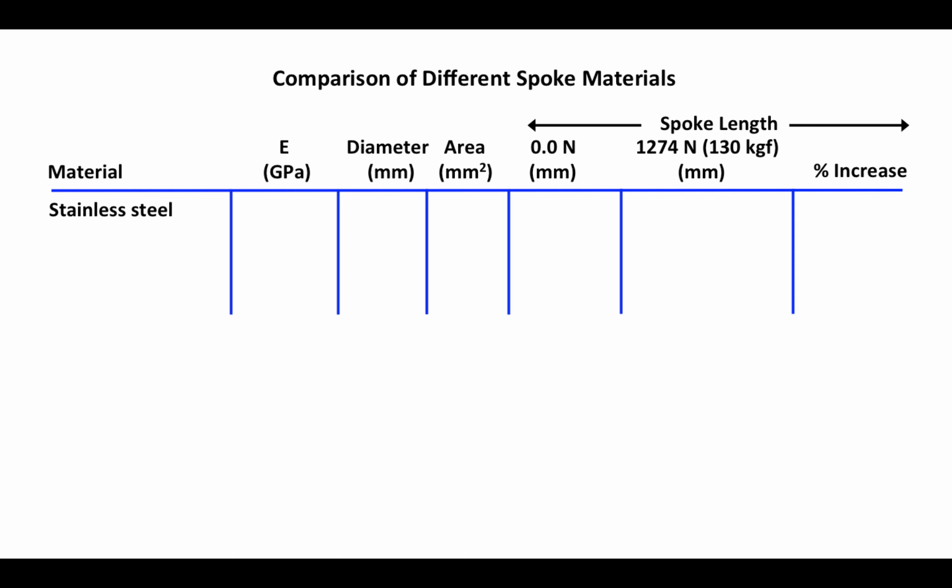Put in the first line, which is stainless steel. We have a modulus of 200 gigapascals, a diameter of 1.8 millimeters, an area of 2.54 square millimeters. This is the length with no tension on the spoke, and this is the length after we have applied 1,274 newtons of force, and that is a 0.25% increase. That's the example we just worked out.